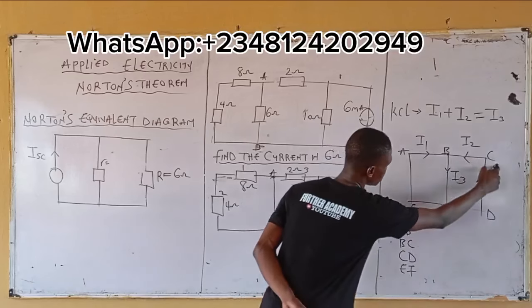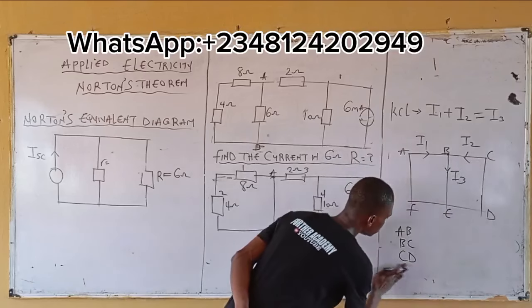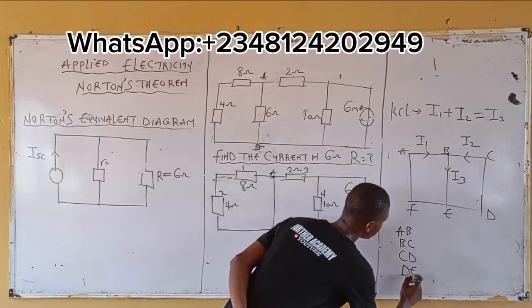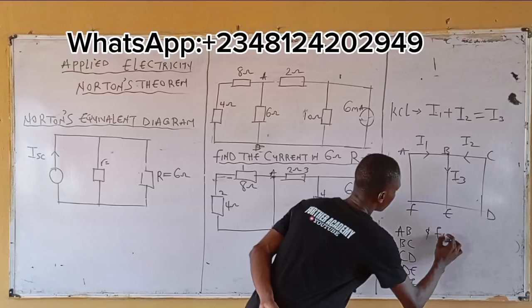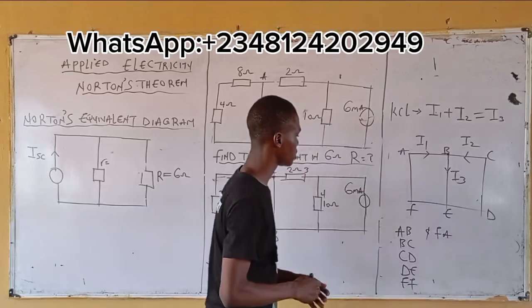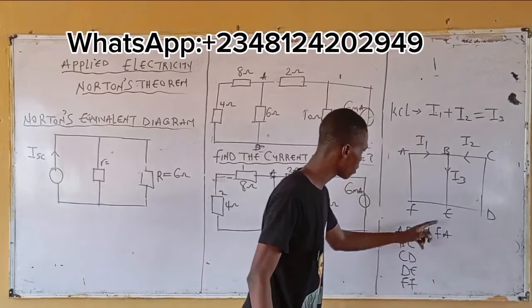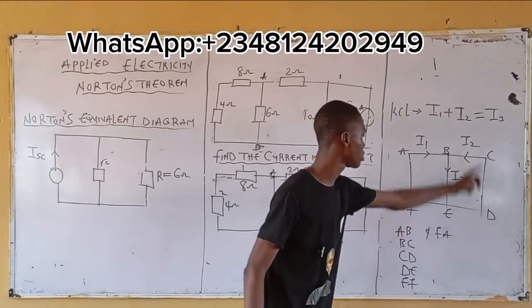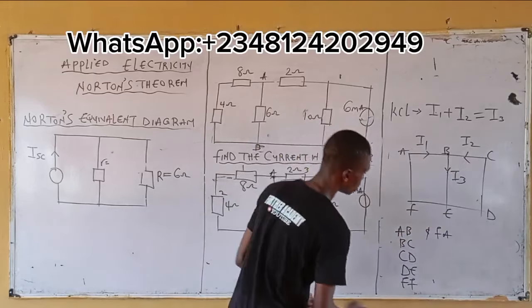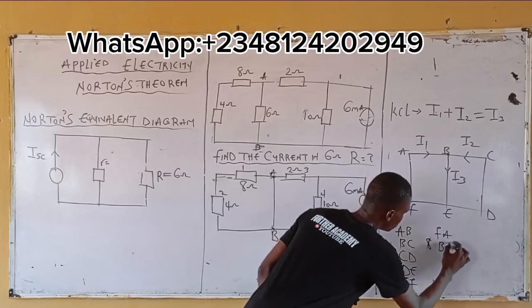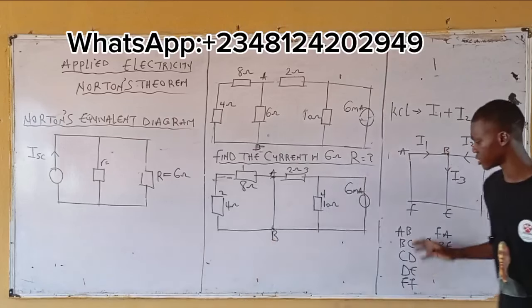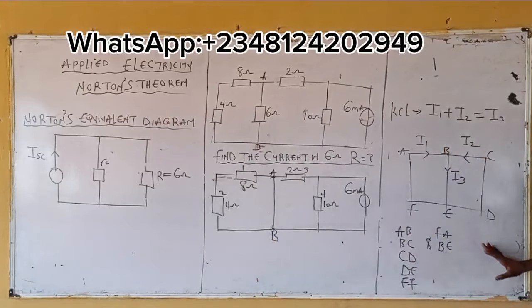AB, BC, CD, DE, EF, and FA. Now, how many branches is this? This is 1, 2, 3, 4. Then BE. You also have BE. Now, these 6 branches, the current flowing through these 6 branches, they are just 3.